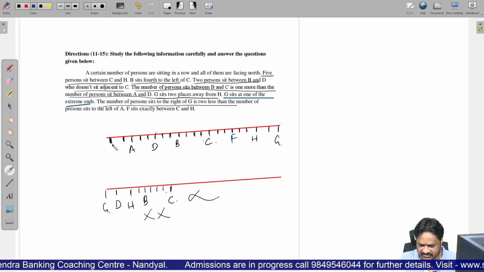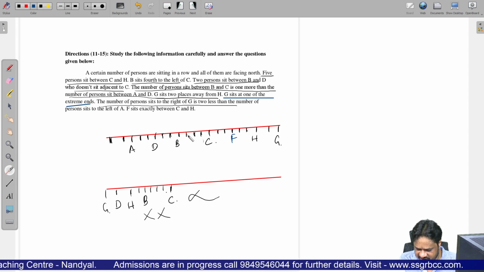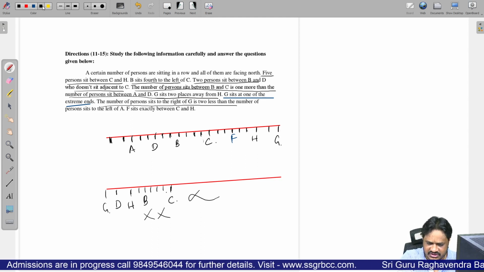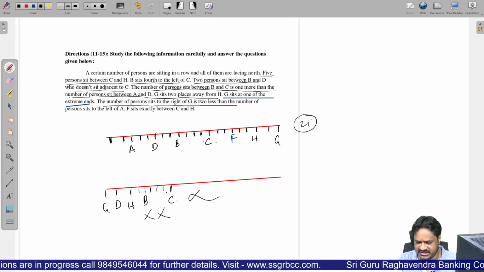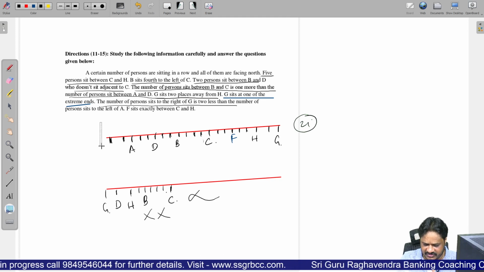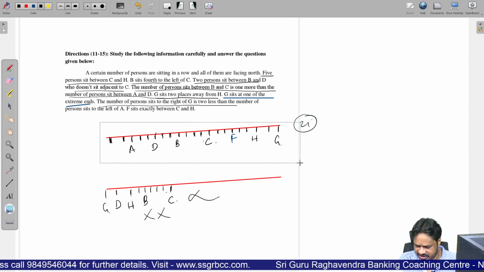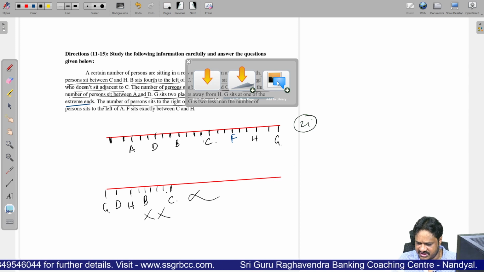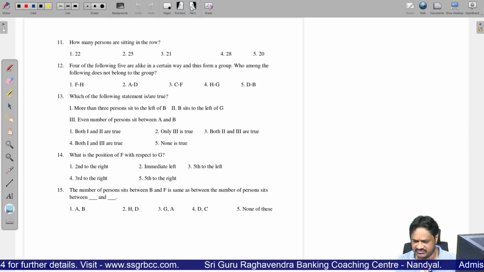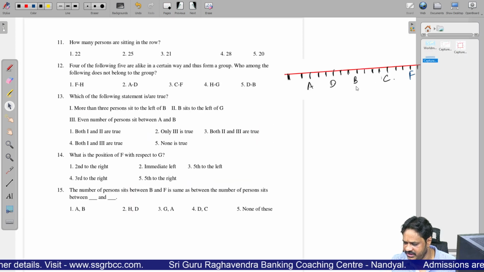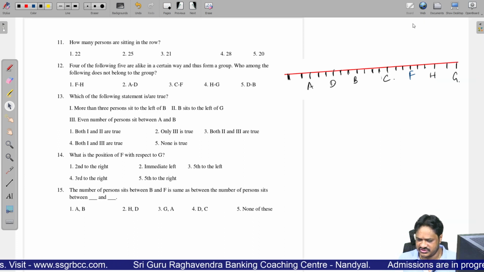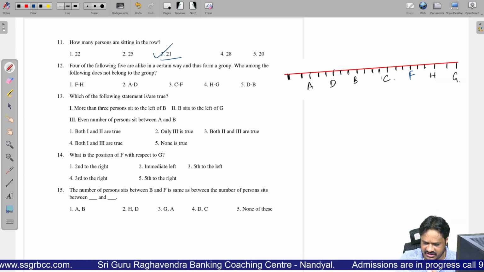Now, if you count the number of persons, 1, 2, 3, 4, 5, 6, 7, 8, 9, 10, 11, 12, 13, 14, 15, 16, 17, 18, 19, 20, 21. So, there are total 21 persons. Now, based on this, you have to answer the questions. First one, how many persons are there in the row? So, just now I told there are total 21 persons.